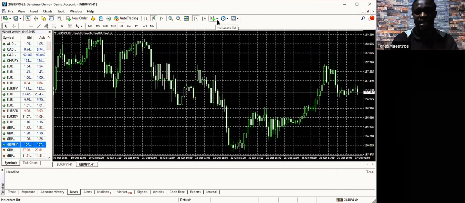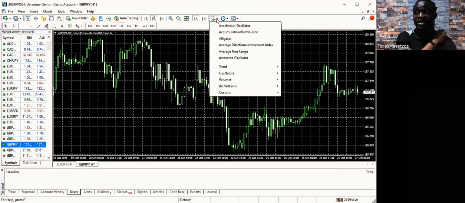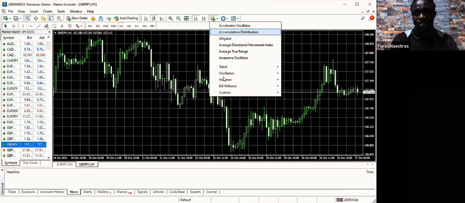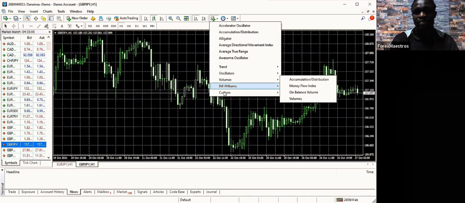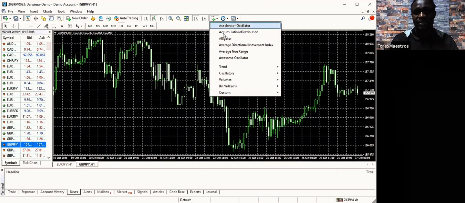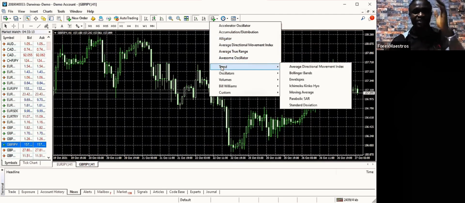And then finally here, we have what we call the indicator list. You will learn about indicators. You will need your indicators for strategy, okay? This is where you get your indicators. Under it, you have trend, oscillator, volume, Bill Williams, custom, accelerator, accumulation, alligator. They're all indicators, okay? They have different meanings and different usage. I will show you one because you will need it for your next class.